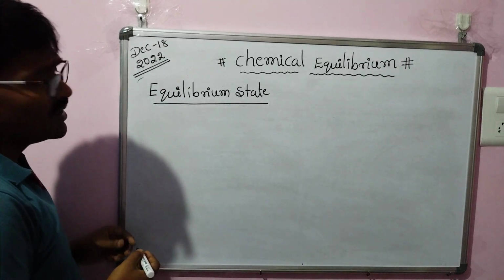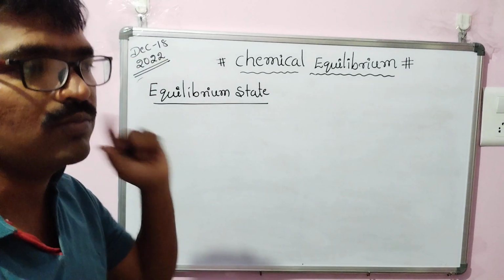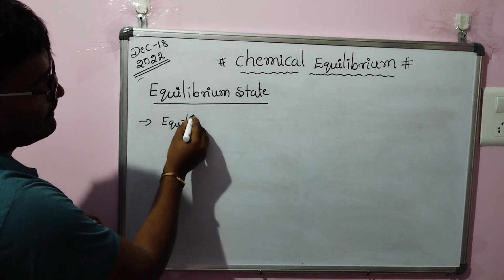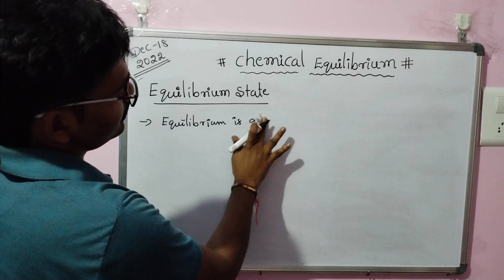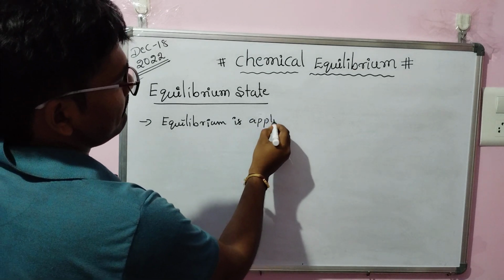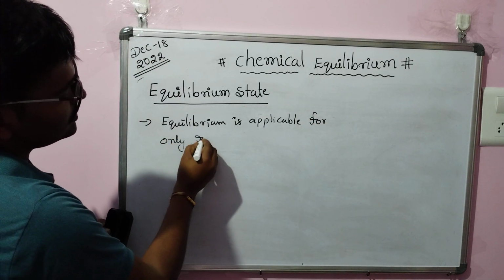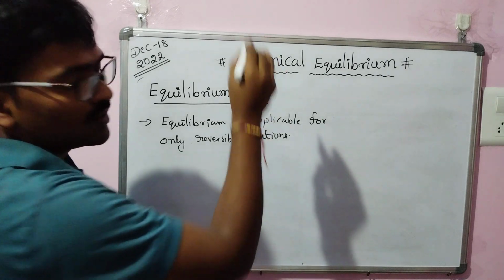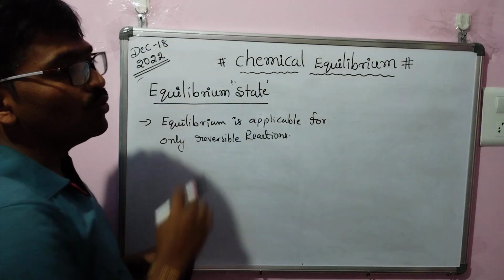Equilibrium state. Sir, the equilibrium state is applicable for only reversible processes, reversible reactions, not for irreversible reactions. So note that: equilibrium is applicable for only reversible reactions. Sir, how is the equilibrium state formed?